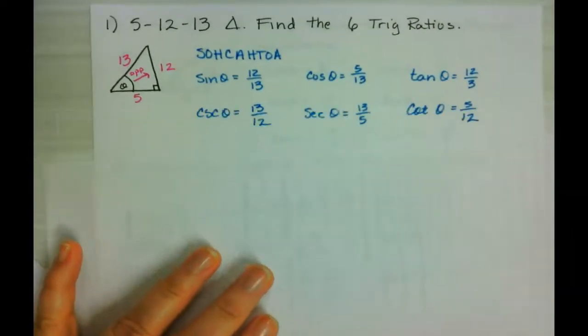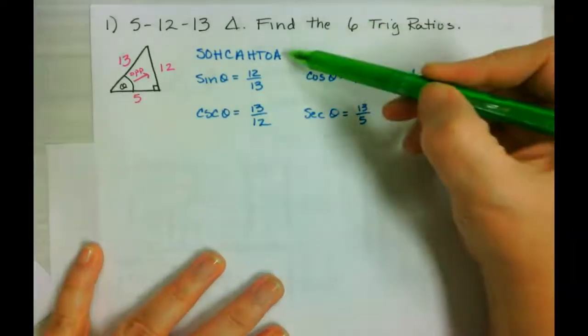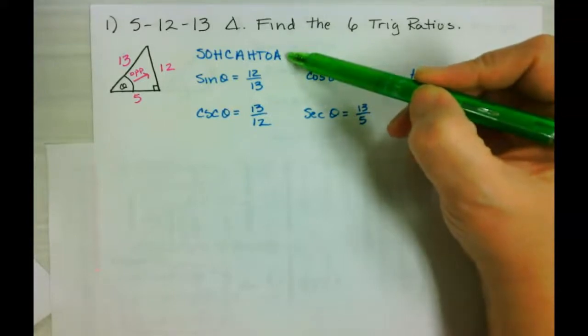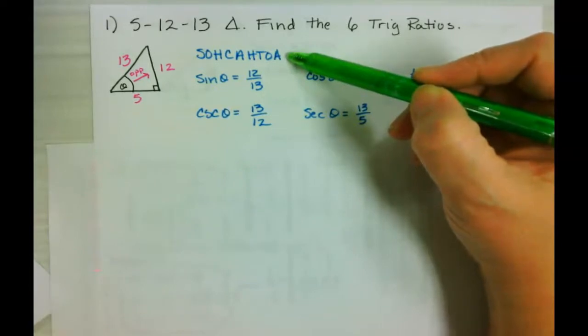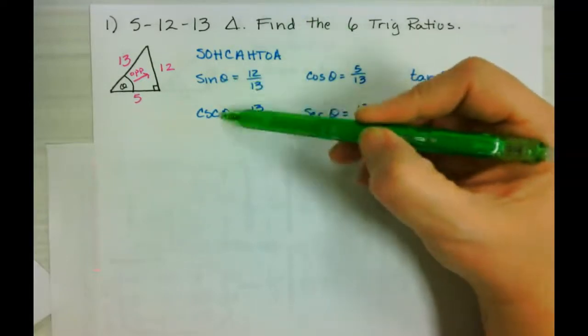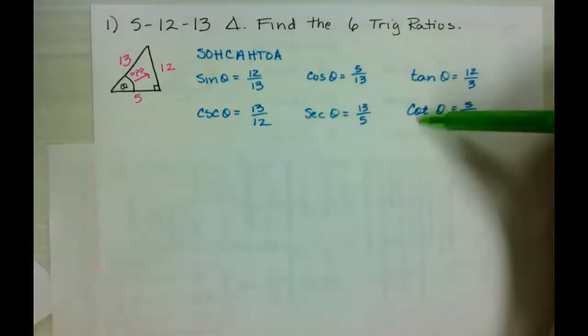So as I work through this, I can fall back on my SOHCAHTOA, and if you need to write that at the top of your page because that helps you get the ratios right, then write it at the top of your page. If you can do it in your head, then that's fine too. So I'm doing sine, cosecant, cosine, secant, tangent, cotangent.